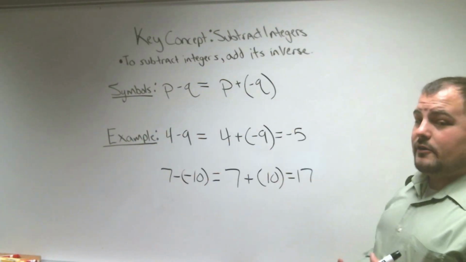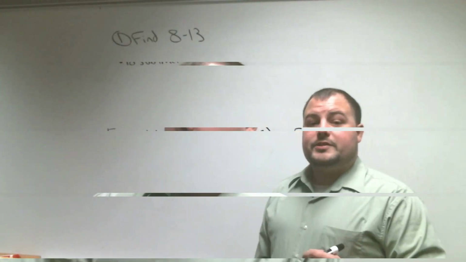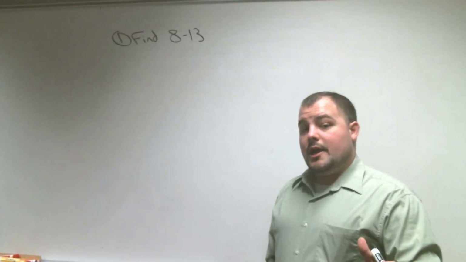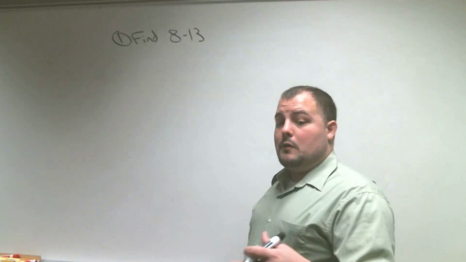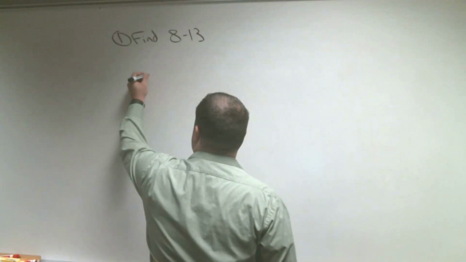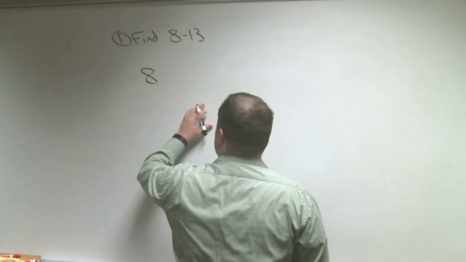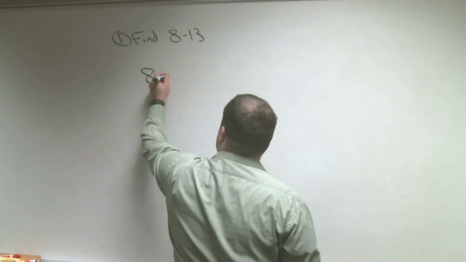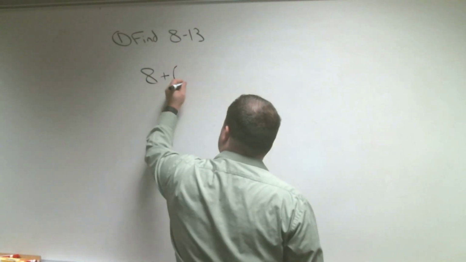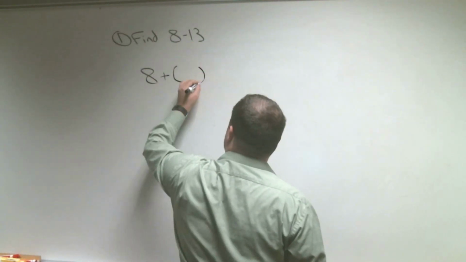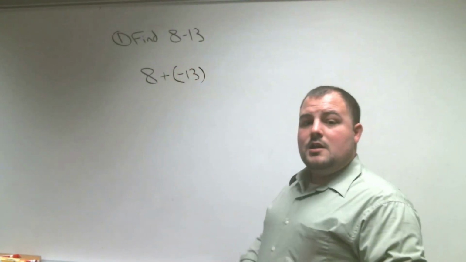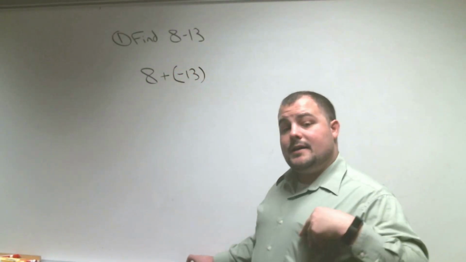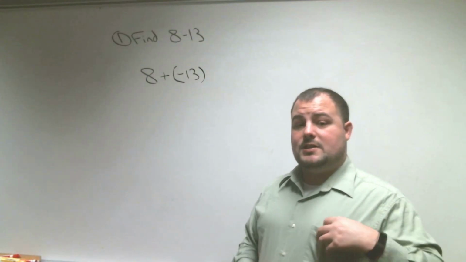Let's go ahead and see our first example. In our first example, we're going to find the answer to 8 minus 13. So what we're going to do is we're going to follow the rule. The first thing we do is we write our first number, 8. We change subtraction to addition, and now we're going to change the sign of this number. Since that's 13, we're going to make it negative 13. So really, this problem is a positive 8 plus negative 13.